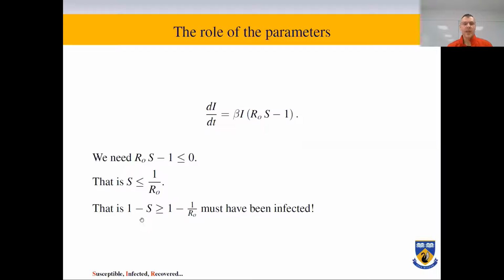But if S is less than 1 over R naught, this means that 1 minus S has to be bigger than 1 minus 1 over R naught.